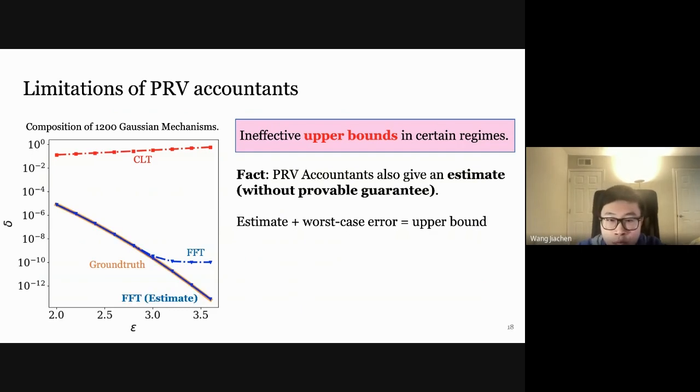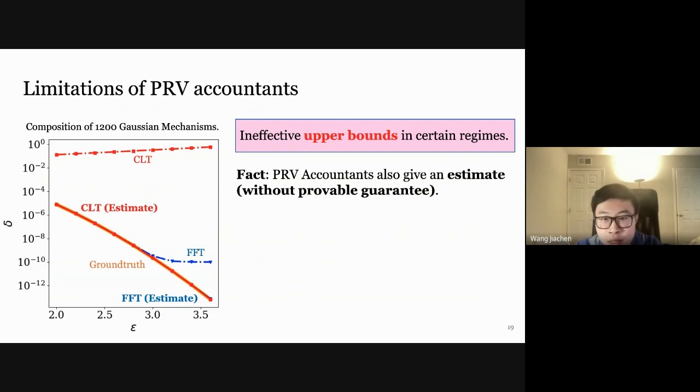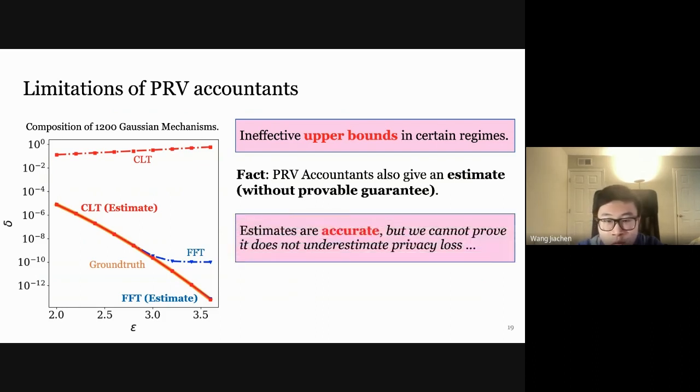Here is the estimate output by the FFT accountant. As we can see, it almost completely overlaps with the ground truth. And here is the estimate output by the CLT accountant. We can see that it's also very accurate. So the takeaway here is that providing a strict upper bound for the privacy parameter is hard, but simply giving an estimate is easy.